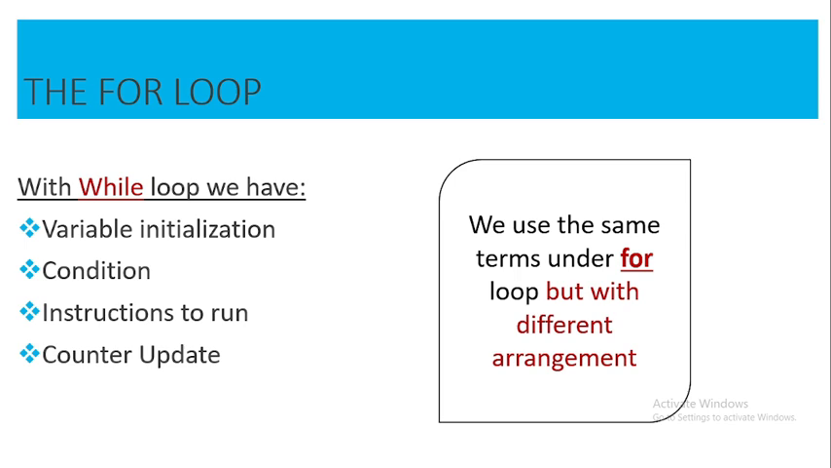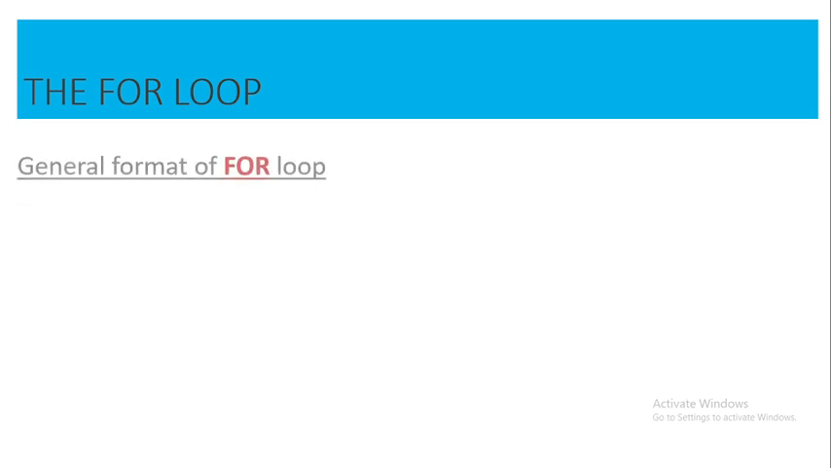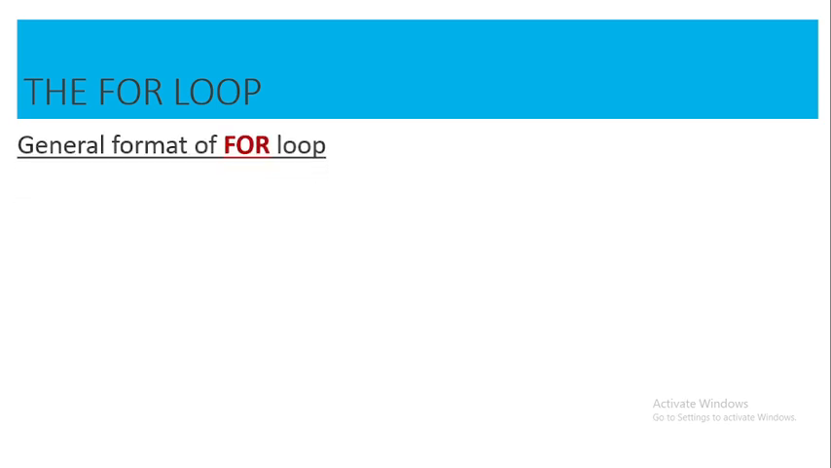These same terms are used in the for loop, just with a different arrangement. So we use the same terms under the for loop: the variable initialization, the condition, the instructions to run, then the counter update. Now the general format of the for loop.